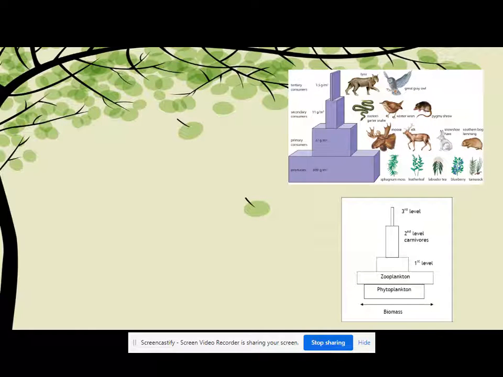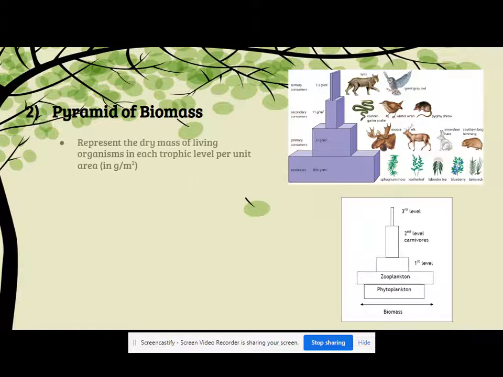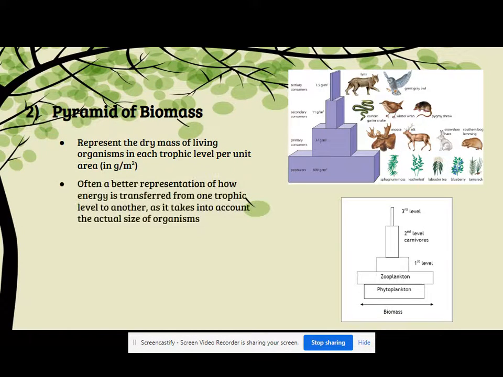Okay. Next, we have a pyramid of biomass. And that represents how heavy, if you were to weigh all of the organisms in the one area, how heavy it would be per square meter. So biomass is basically the dry mass of all of the living organisms. It takes into account the actual size of the organisms.